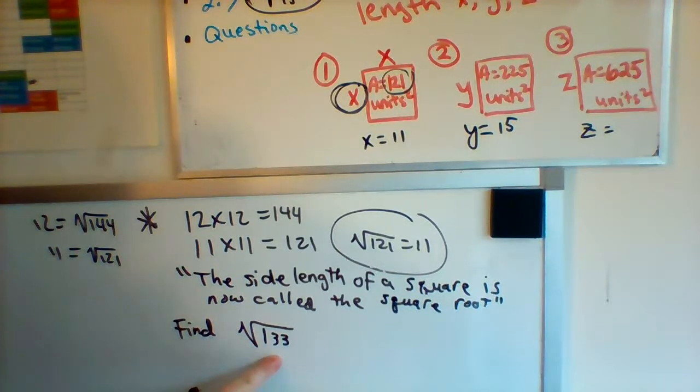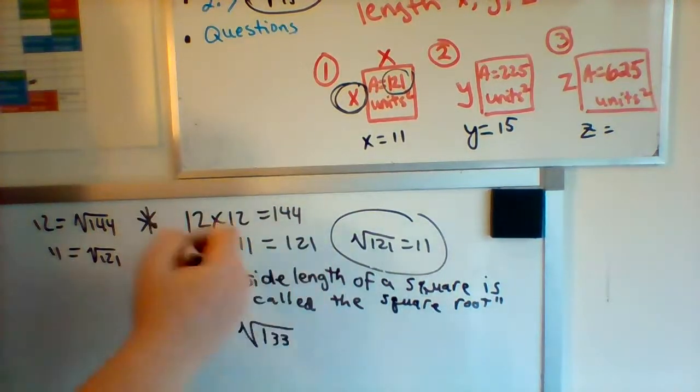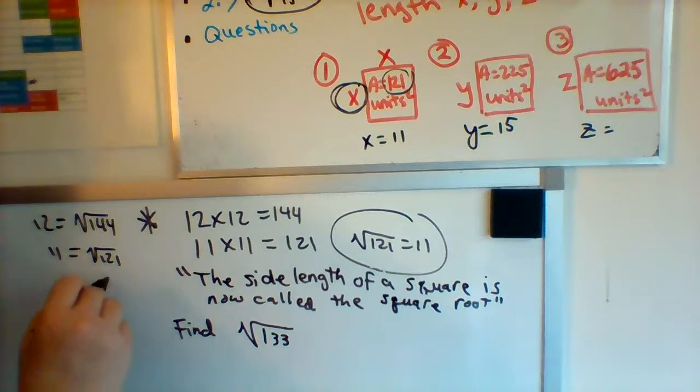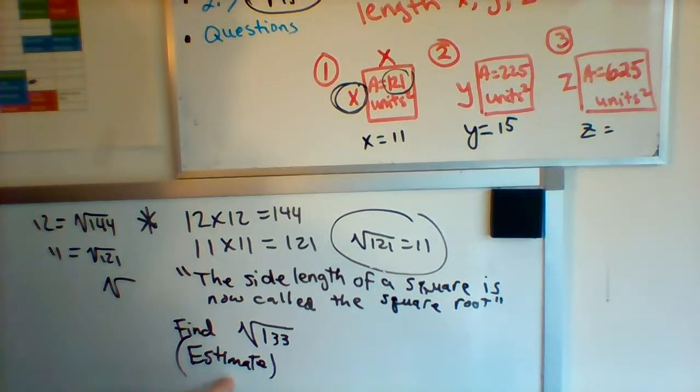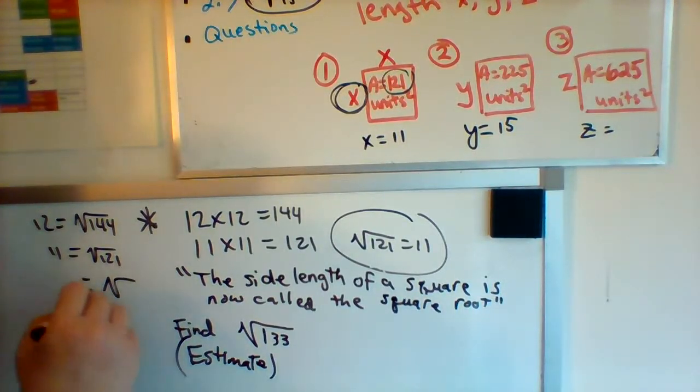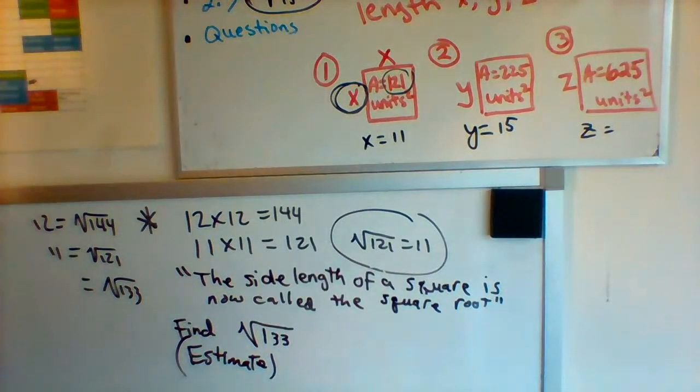I'm going to throw in a wrench, a curveball, a twist, because I want you to use her logic to estimate, okay? Estimate. We're not using a calculator. So if we're not going to use a calculator, we're going to be estimating. Find the square root of 133 and tell me how you did it without using a calculator.